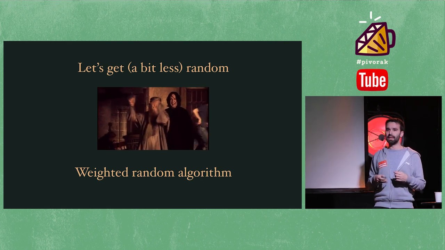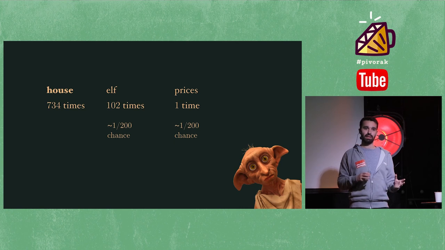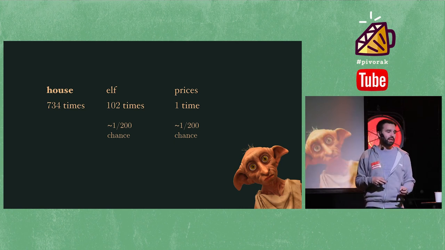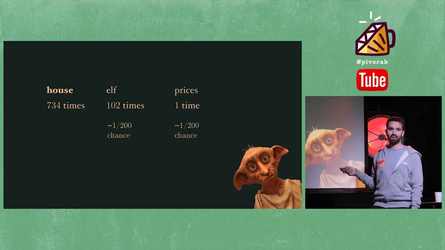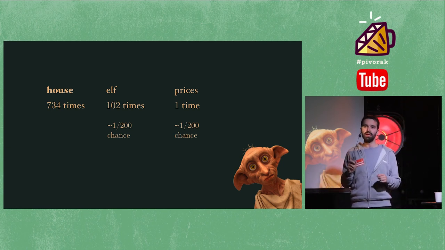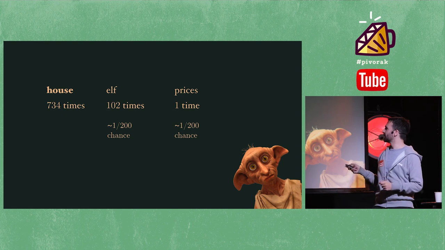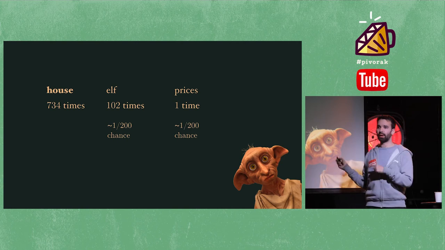What we really want to do is maintain some of that randomness, but do it in a smarter way. So if we go back to the house elf example, the word house appears 700 times, and the word elf follows the word house about 100 times. Okay, but as I said, the word prices follows the word house only once. So intuitively, it seems like elf should be about 100 times more likely to occur after house than prices.